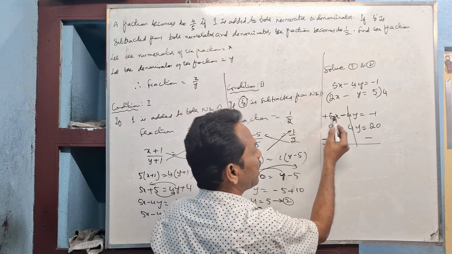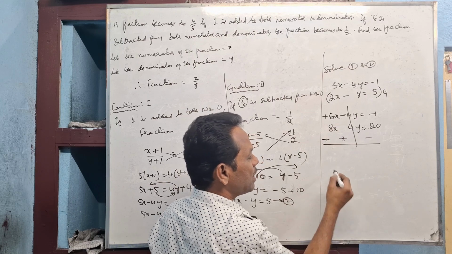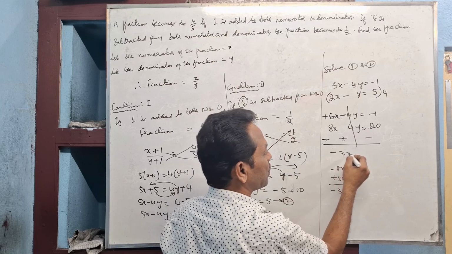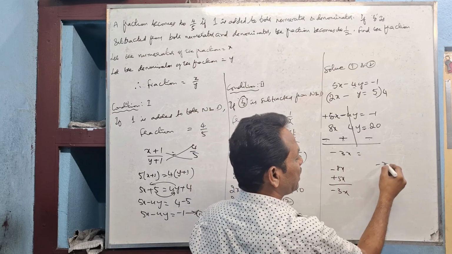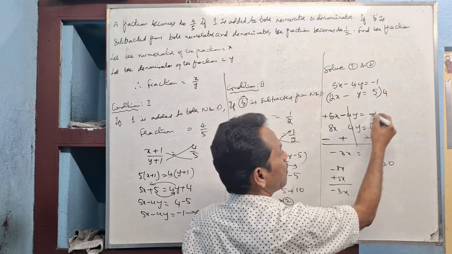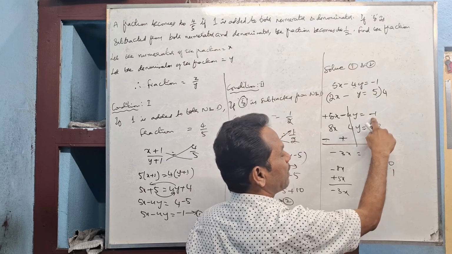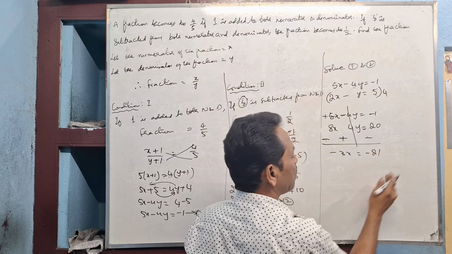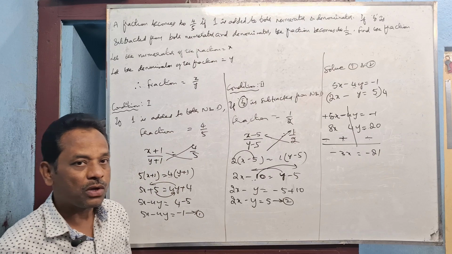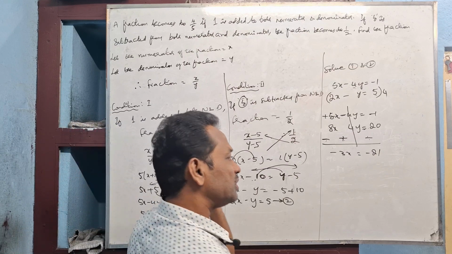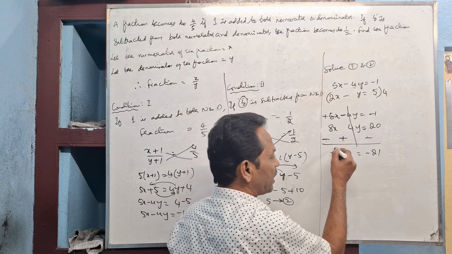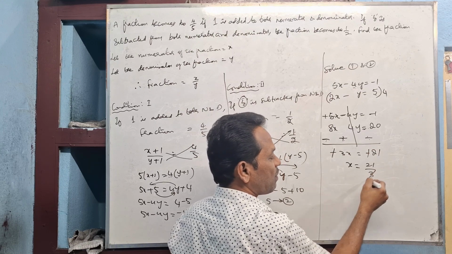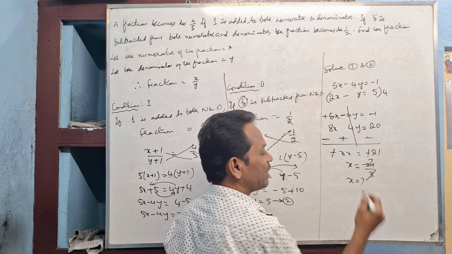Now here we have plus 5x minus 8x, so what will we get? Minus 3x. So minus 3x equal to minus 20 minus 1, which is minus 21. Hope you understood, everyone. In case of any doubts, just raise your doubts in the comment section. So you can cancel minus and minus: x equal to 21 by 3. 3 sevens are 21, so x equal to 7.